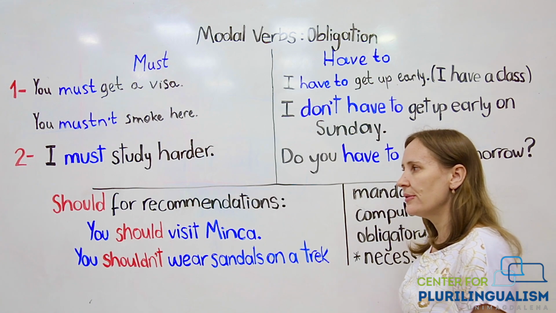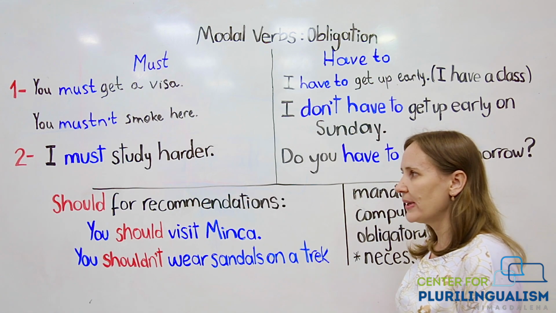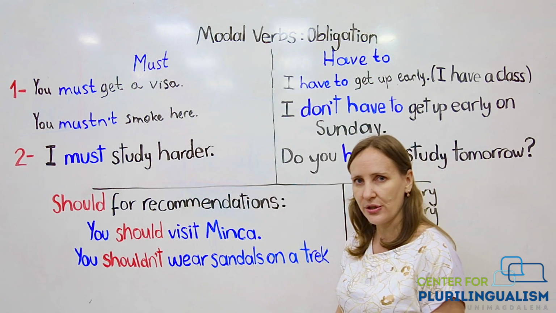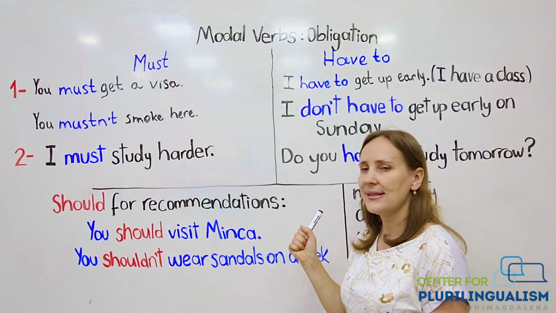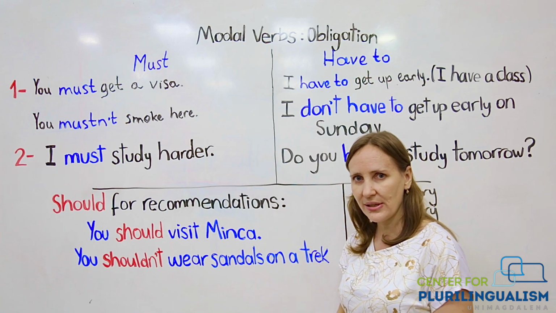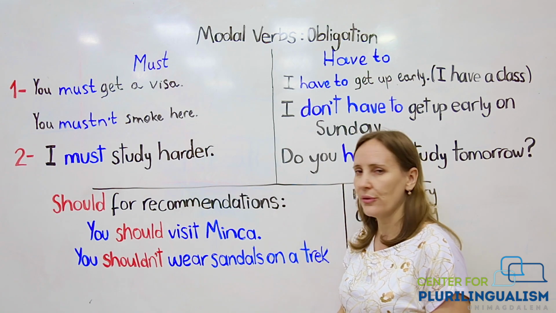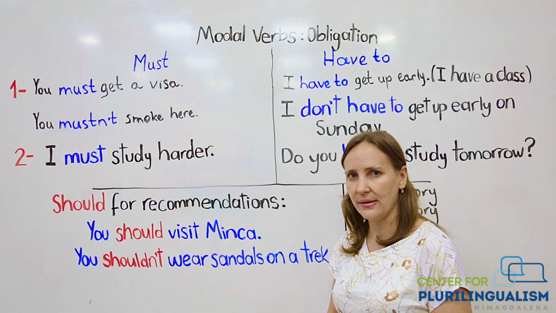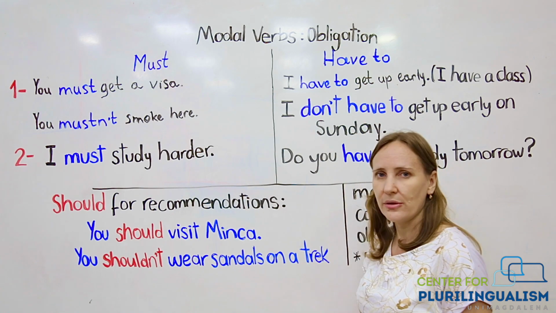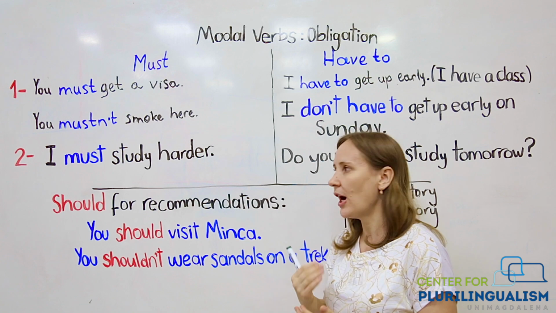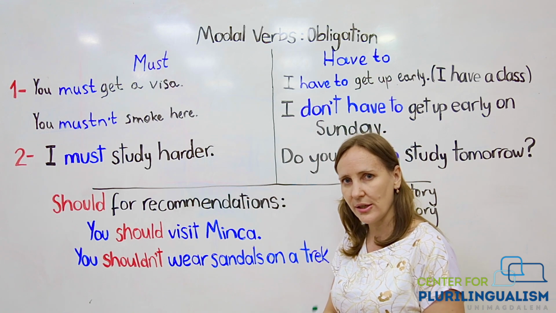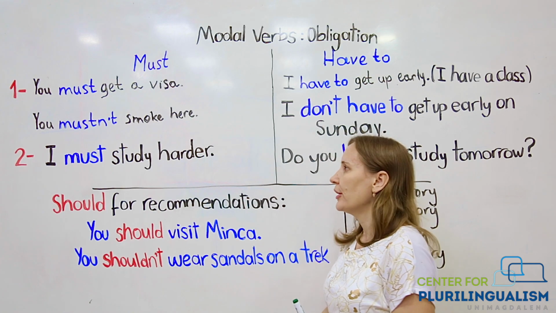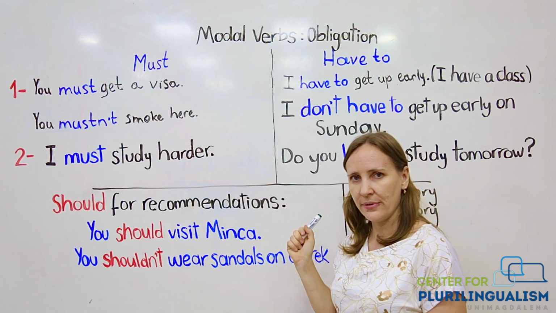Then we can also use the verb must to speak about some personal obligations. For example, I must study harder. If I don't study harder, I don't get good grades in my exam. So it's my personal obligation. I must study harder. I must improve my knowledge. Okay, so that is about the verb must.